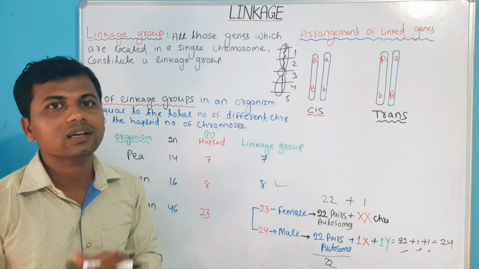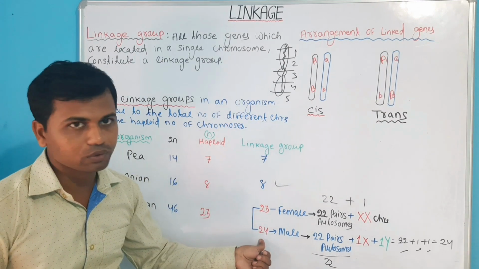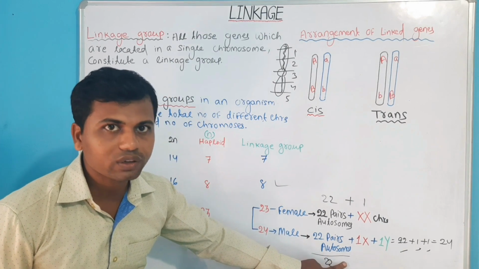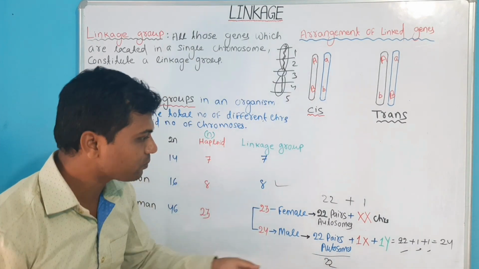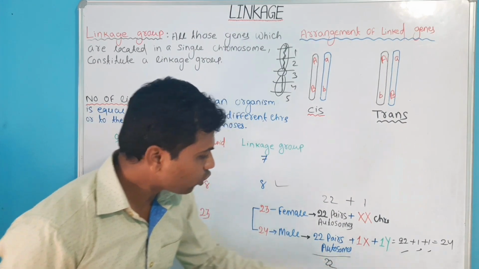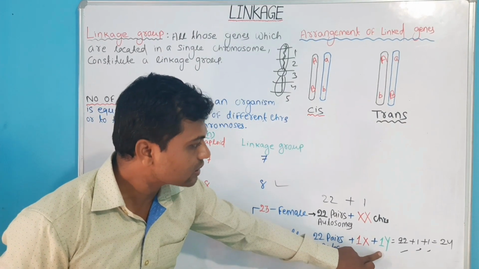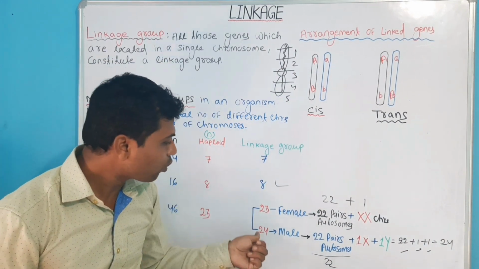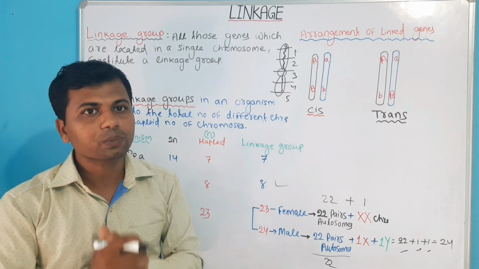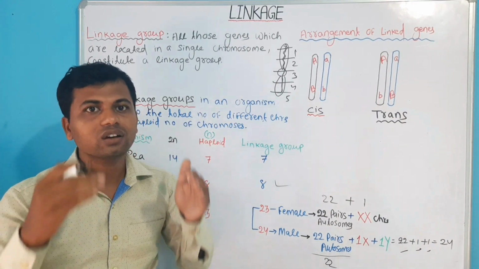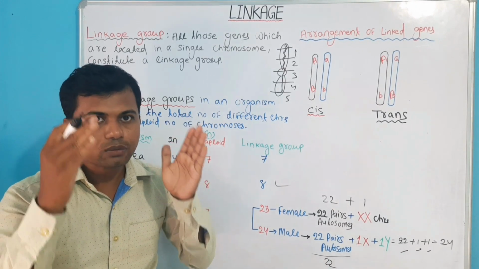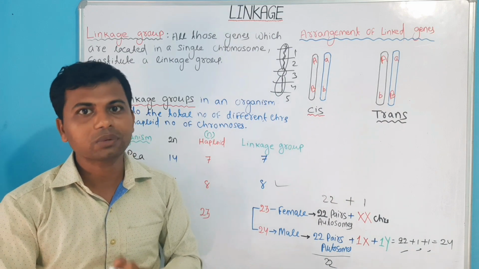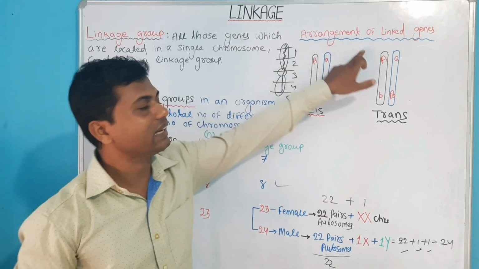But in a human male, the number of linkage groups is 24. Because a human male has 22 pairs of autosomes, and 22 pairs of autosomes means 22 types. Here 1 X and 1 Y. Here 22 plus 1 X plus 1 Y is equal to 24 types. So in a human male, there are about 24 types of chromosome present. So the linkage group is 24. Here the linkage group implies that the number of types of chromosome the organism has is equal to the linkage group. Now we have discussed the arrangement of linked genes.